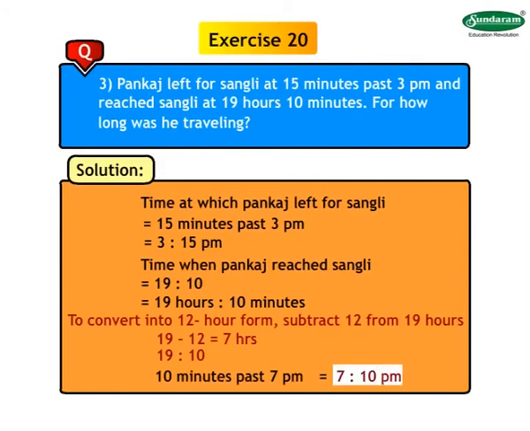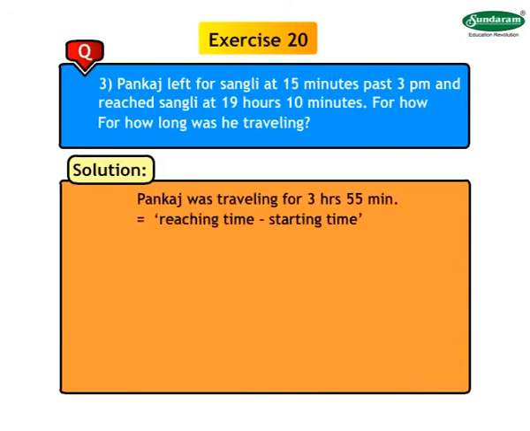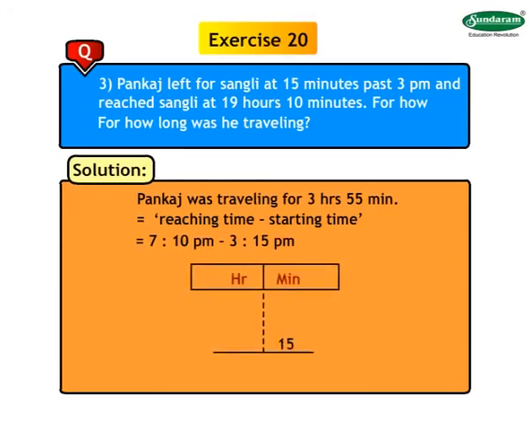Now, both timings are in 12-hour form. Thus, to calculate the time for which Pankaj was travelling, subtract the starting time from the reaching time. That is 7:10 p.m. minus 3:15 p.m. Arrange as shown. You cannot subtract 15 minutes from 10 minutes. So, borrow 1 hour from 7 hours. 1 hour is equal to 60 minutes. Now, 60 minutes plus 10 minutes is equal to 70 minutes.